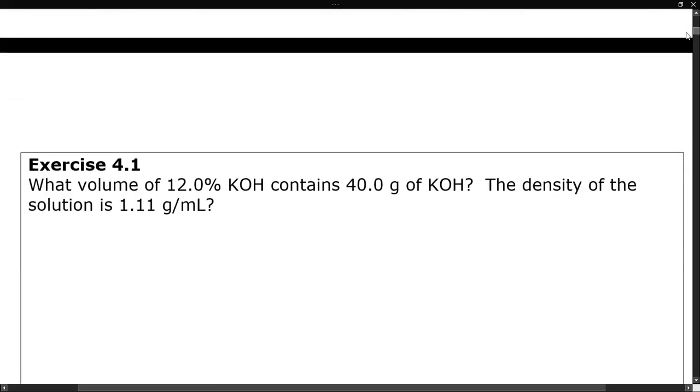So if we look at this first example, we want to know what volume of 12% potassium hydroxide contains 40 grams of potassium hydroxide if the density of the solution is 1.11 grams per milliliter. Here we're going to use percent by mass and get the volume using the density of the solution.